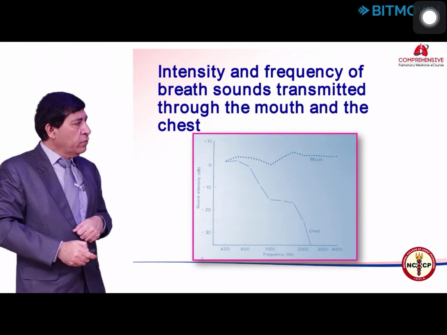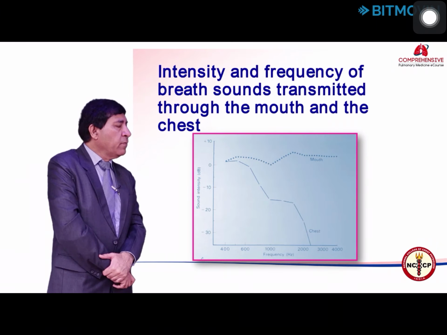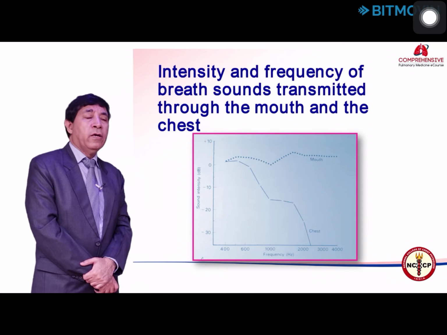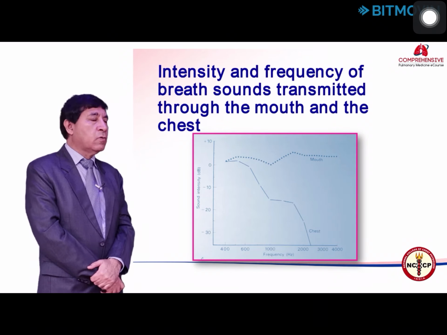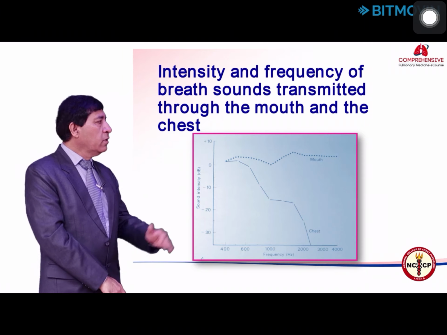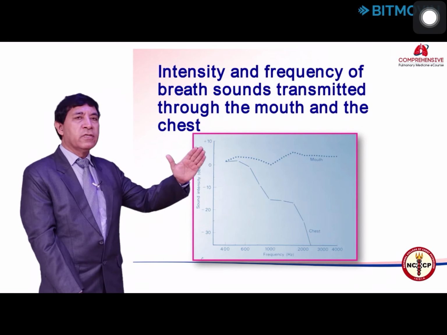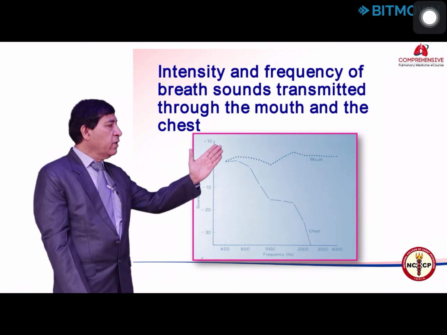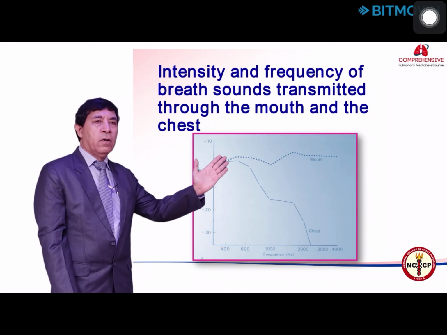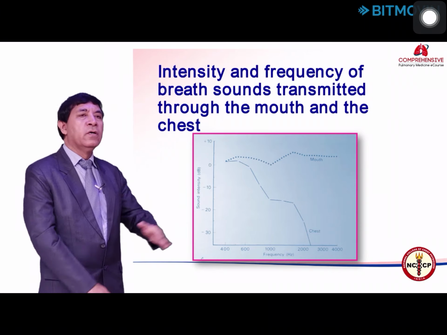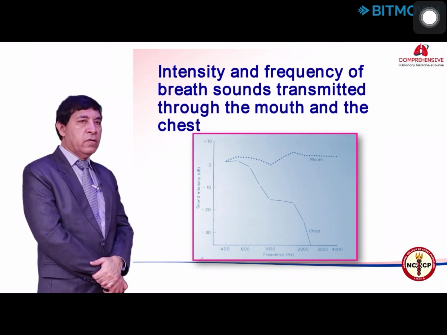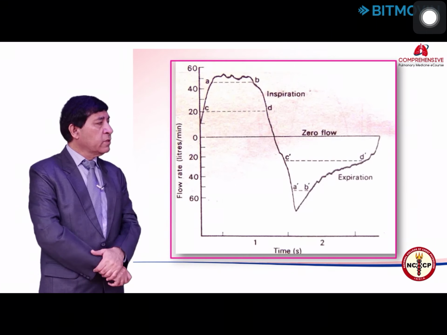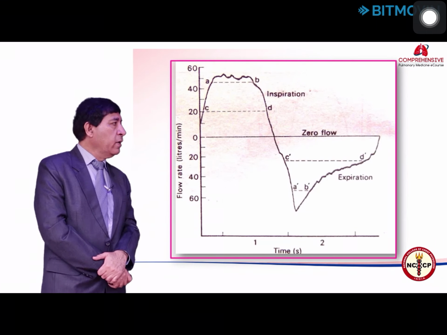If you see here on this diagram, it clearly shows that if you auscultate somebody's breath sounds on the neck or at the mouth, there is no attenuation of the frequencies. But when you listen on the chest wall, there is a significant filtration or attenuation of the frequencies. Now this gives you a fairly good idea.